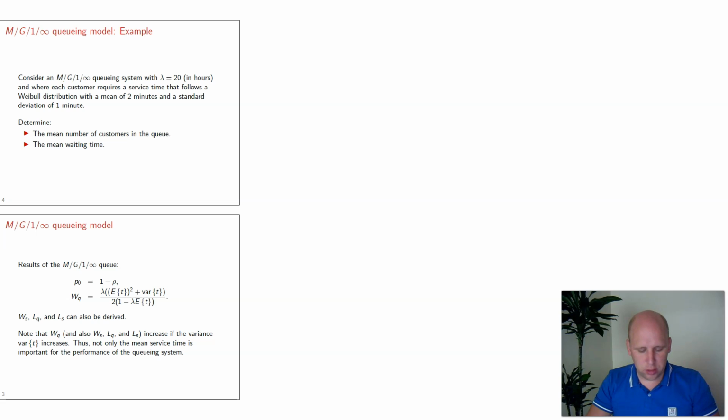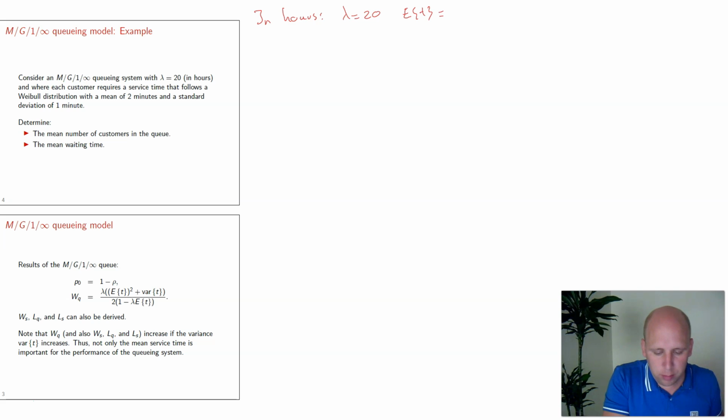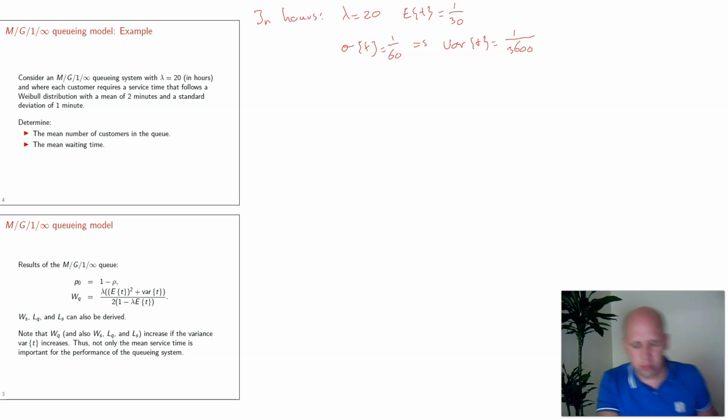So let's do that. Let's write that down, and we should first choose the time scale. You can choose hours, you can also choose minutes. If we choose hours, then we get that lambda is equal to 20. That's the number of customers that arrive per hour. Then the expected service time is 2 minutes. If we work in hours, then it's 1 over 30 hours. We have a standard deviation of 1 minute, which is 1 over 60 hours, and the variance is the standard deviation squared, so this is equal to 1 over 3600.